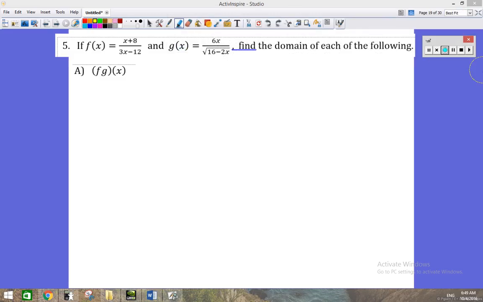Alright, so let's take a look at problem number 5. We want to find the domain of this new function f times g. I do not have to find the equation for f times g because I can use the domain of f and the domain of g to find the domain of this product.